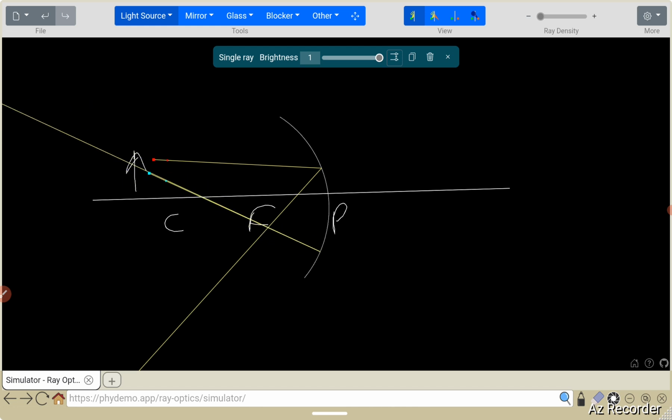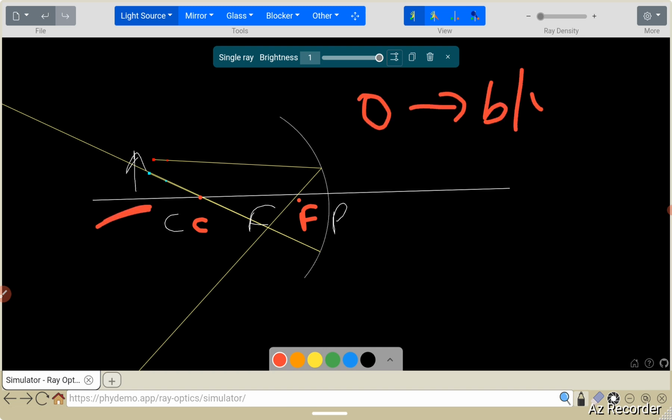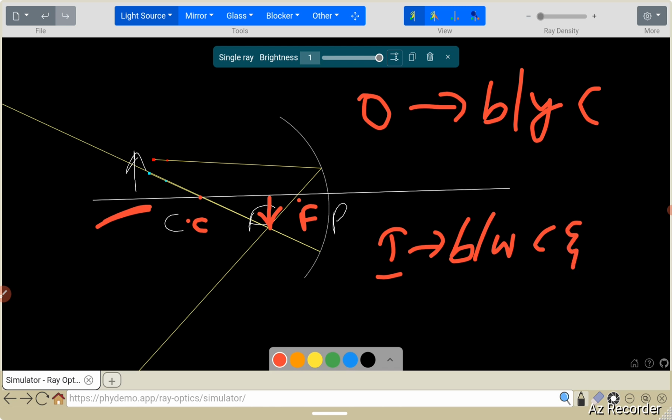Now observe here, where is the image formed? If you take this as the focus and this as the center, where is the image formed? The object is beyond C. Where is the object? Beyond C. Correct. See here. Now the image is formed between C and F, between the center of curvature and focus. Observe the size. It is diminished.